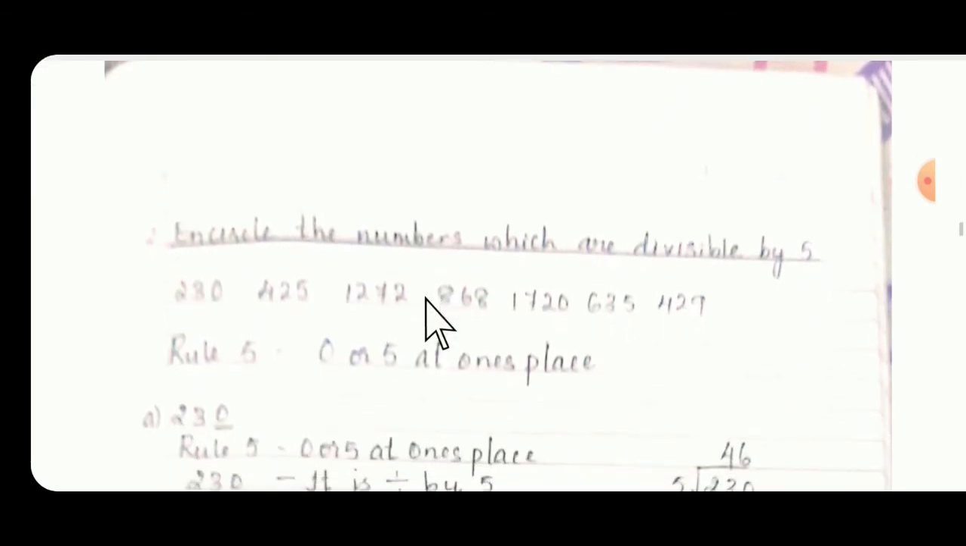Question number 2. Encircle the numbers which are divisible by 5. What did I say? Rule 5 says that 0 and 5 at the place of ones. So 230: ones place, 0 means yes, 5 means yes, 2 means no, 8 means no, 0 means yes, 5 means yes, and 9 means no.